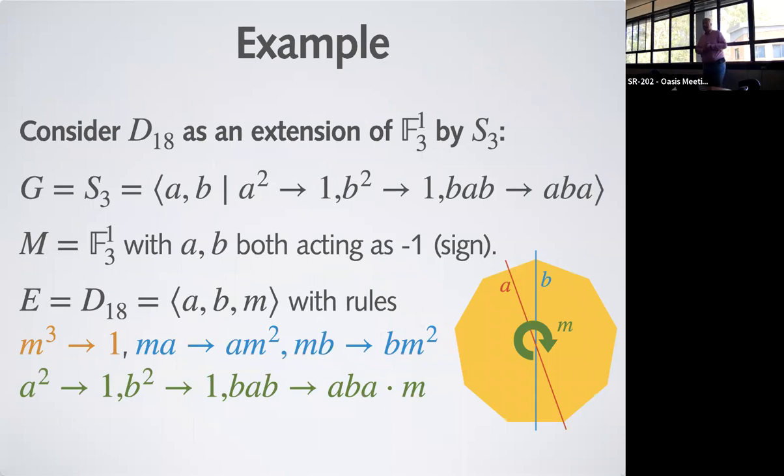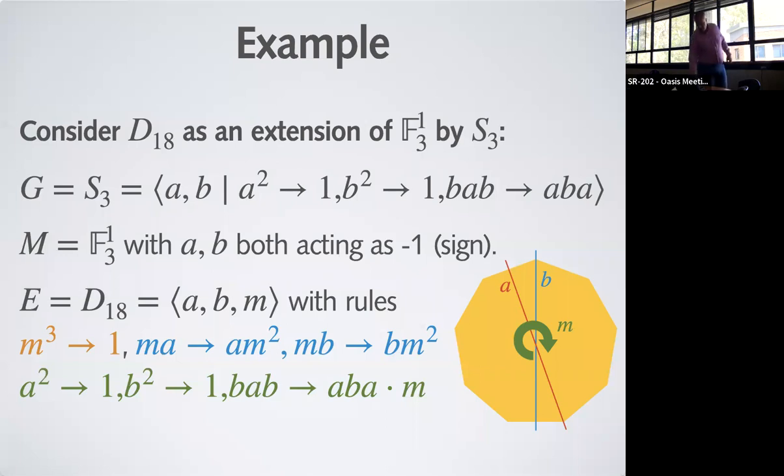So let's look at this in an example, because I think that is easier to see than writing it down formally with indices. Take the dihedral group of order 18 as an extension of a normal subgroup of order 3 with a symmetric group S3 on the top. A confluent rewriting system for this factor group S3 is given by this Coxeter presentation.